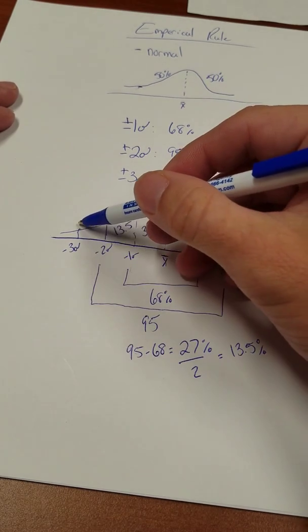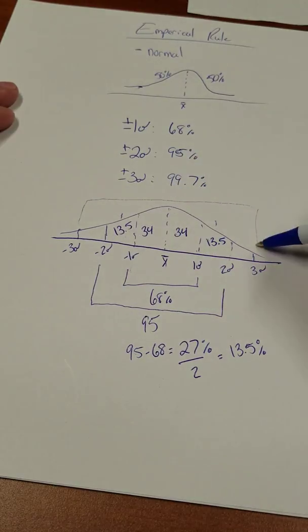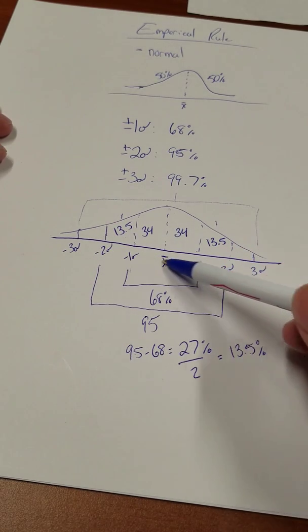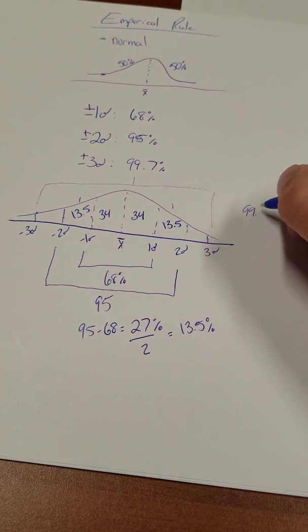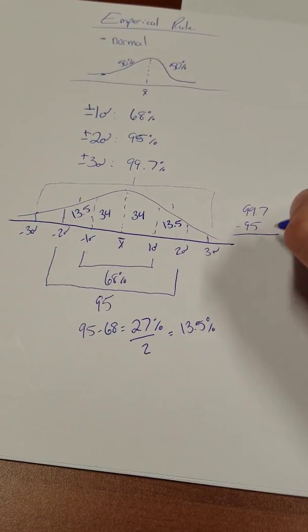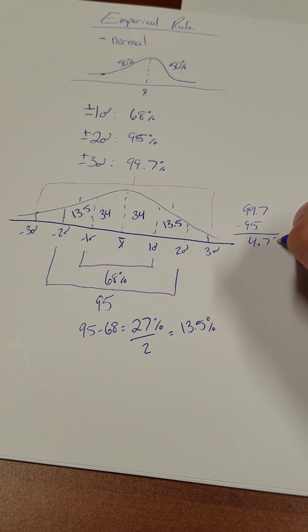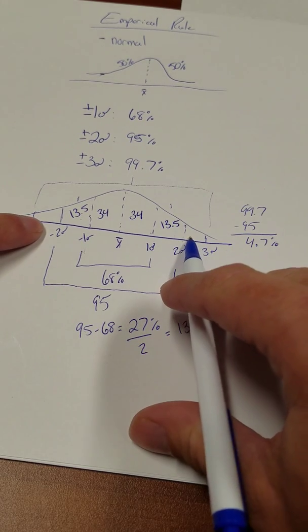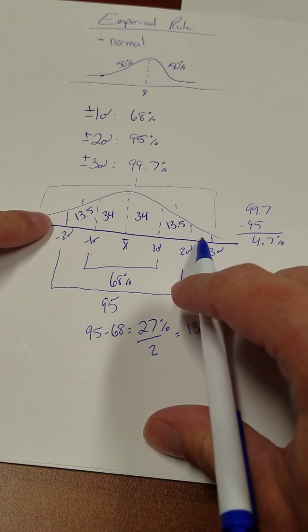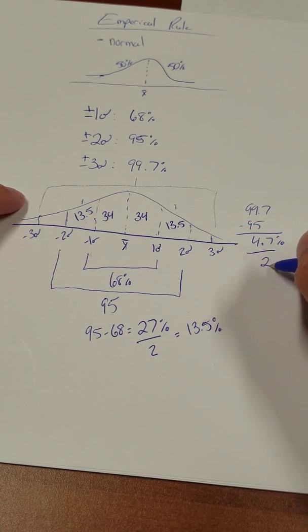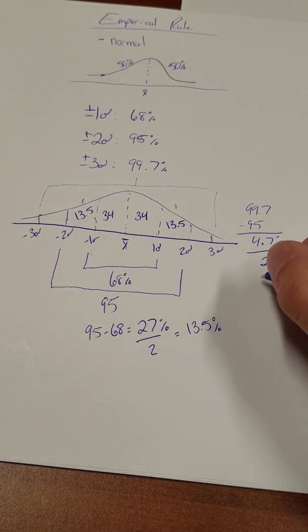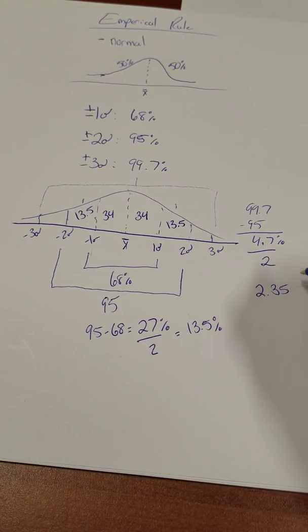Now, in between 3 standard deviations, 99.7% of our data. But again, we've already used 95% of our data up there. Okay, so we take the 99.7, subtract the 95. That gives me 4.7% of my data in these 2 regions. A very, very small piece, but still 4.7%. There's 2 equal regions, so again, we're going to take this and divide it by 2. And that gives me 2.35% of my data.